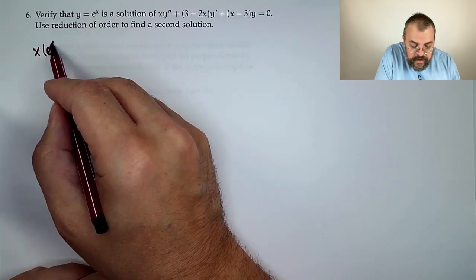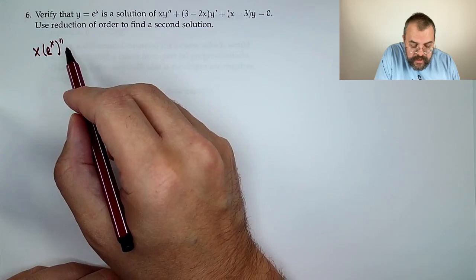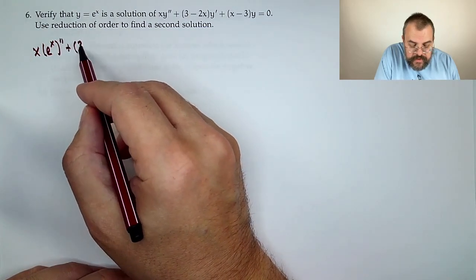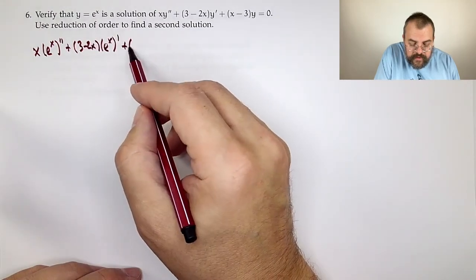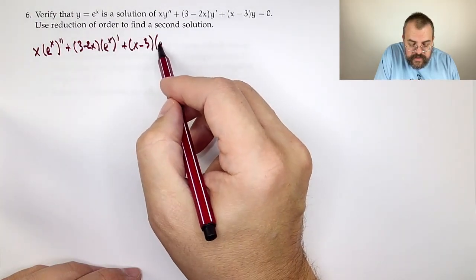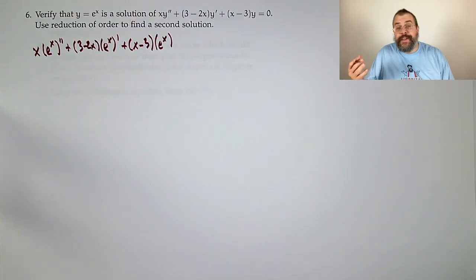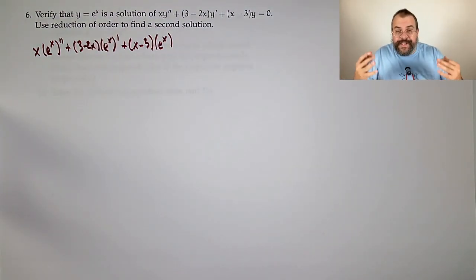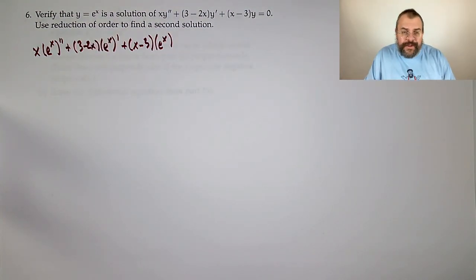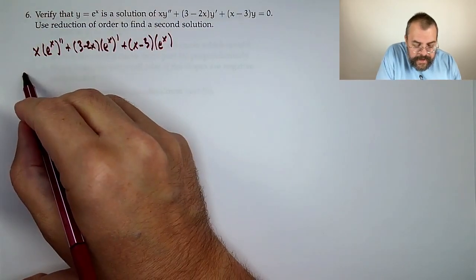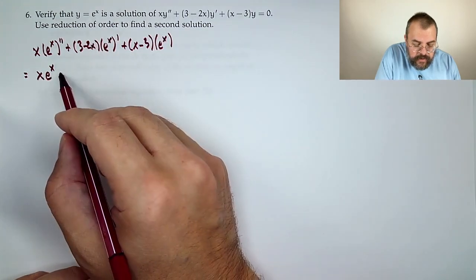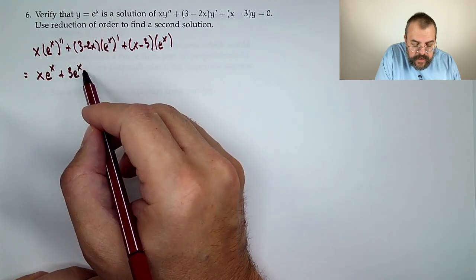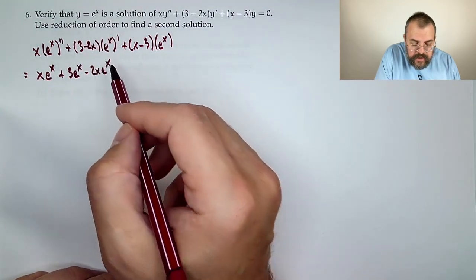So x times the second derivative of e to the x, plus (3 minus 2x) times the first derivative, plus (x minus 3) times just the function. Well, the nice thing about e to the x is derivatives of e to the x look like e to the x. So it's very easy to do that. So what we really have is x times e to the x. This will be e to the x, so that'll be 3 e to the x, subtract 2x e to the x.